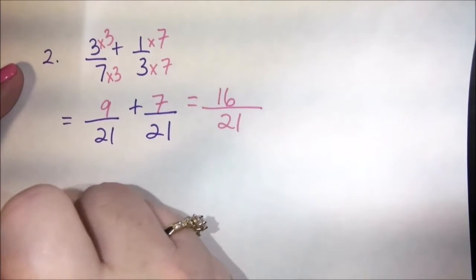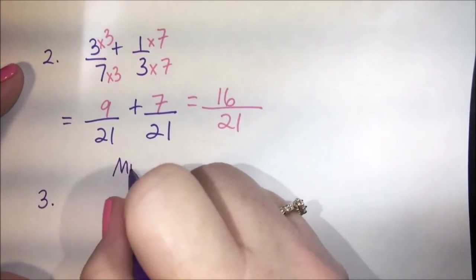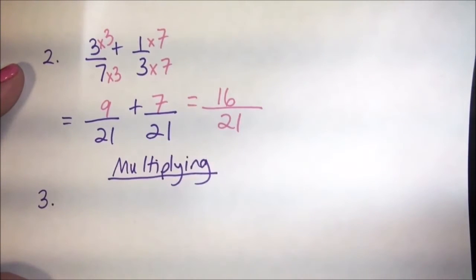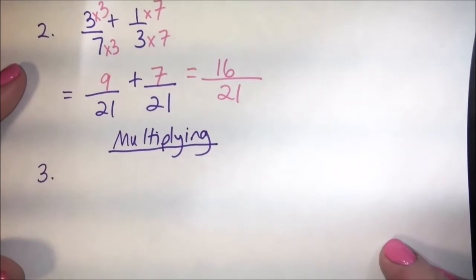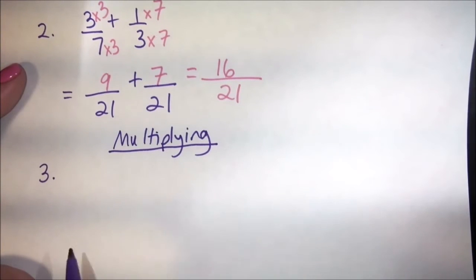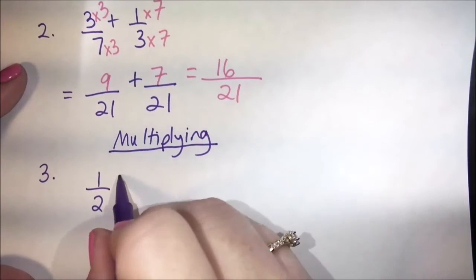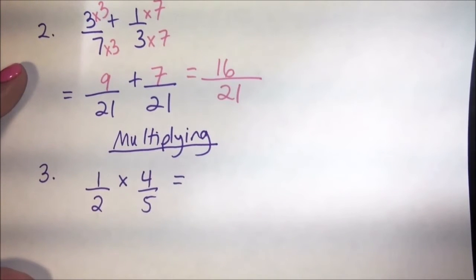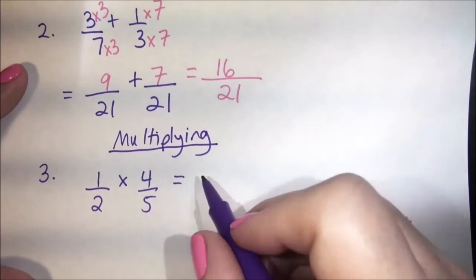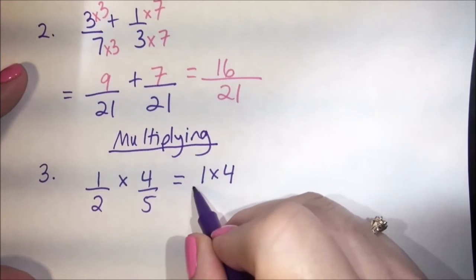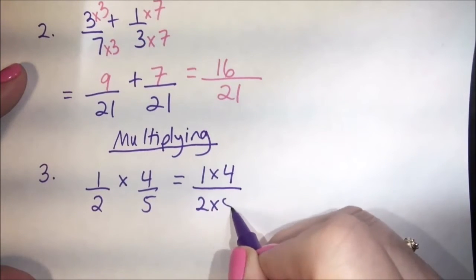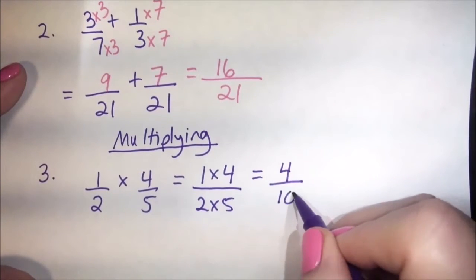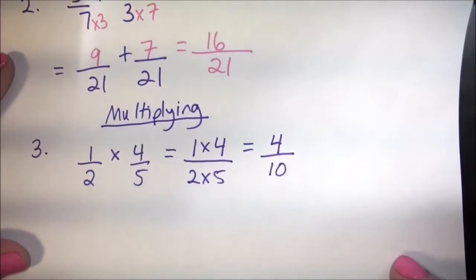Okay, number 3. We're now going to multiply fractions. When we multiply fractions, it's a little easier. We don't need a common denominator. We just multiply the tops, and then we multiply the bottoms. So here, if we took a half times 4/5, we would do 1 times 4 all over 2 times 5. 1 times 4 is 4, and 2 times 5 is 10. So 4/10 is our answer.